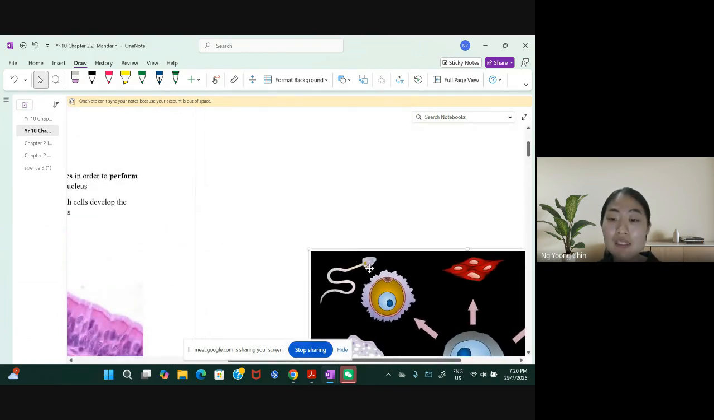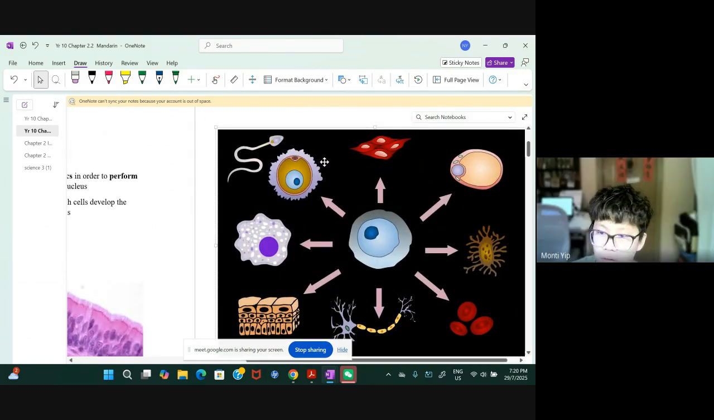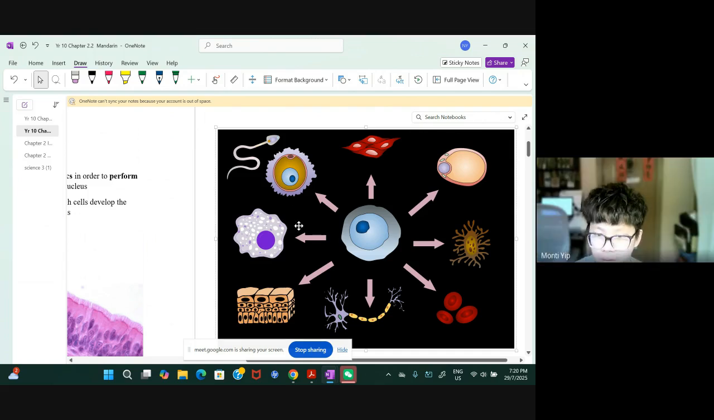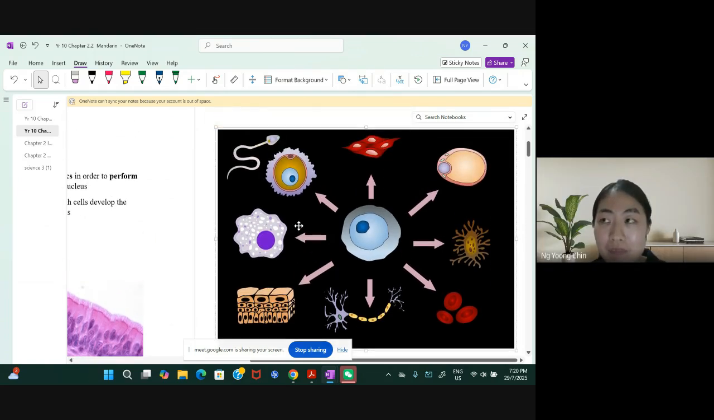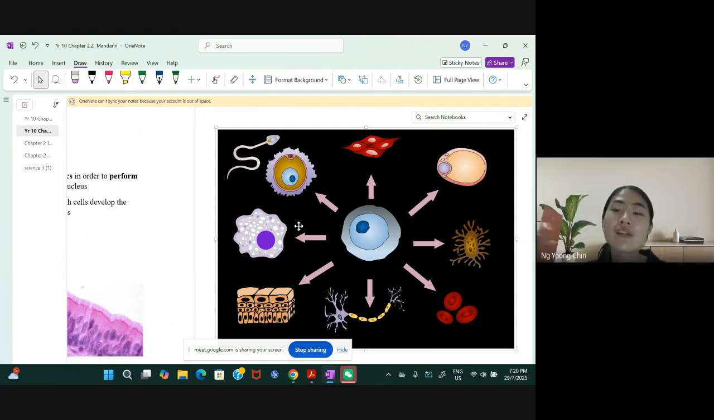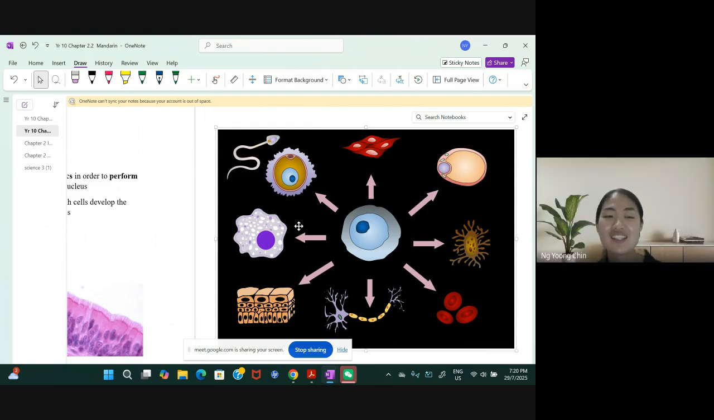Because stem cells are being used a lot by women to make them pretty. They inject the stem cells into their face. Why? Because stem cells can transform and become new skin cells, so they will appear younger. Okay, so this is stem cell.